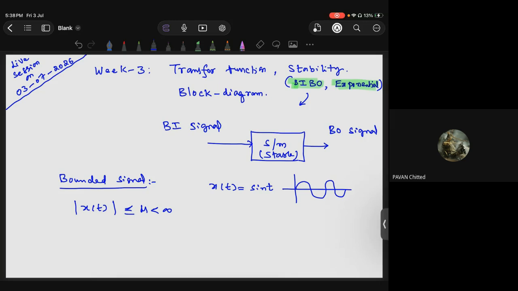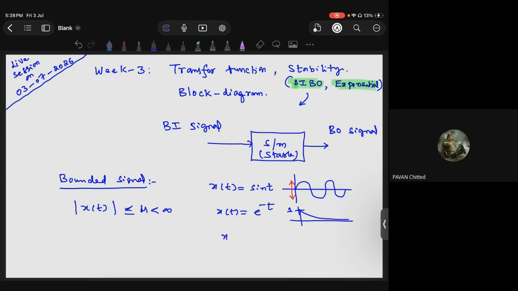Now here you can see sine t. It is bounded between two values. It is bounded between this period, right? These two values, it is finite, correct? Similarly, x of t equal to something like e power minus t. This is also bounded. Why? Because it starts at 1 and slowly reduces. This is also finite. This is a bounded sinusoidal, a bounded exponential.